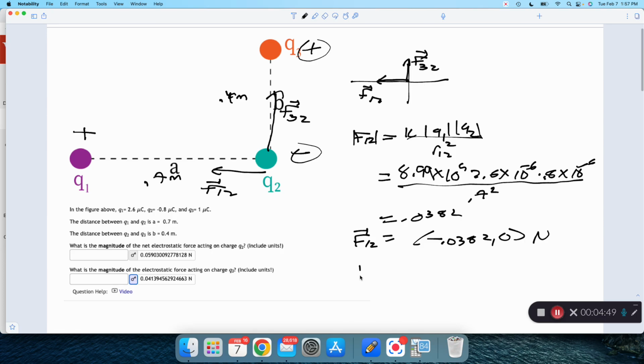Okay, now let's do in magnitude 3 on 2. That's going to be K, 8.99 times 10 to the 9th. Q2 and Q3. So I'll do it in the other order. Q3, 1 times 10 to the negative 6. That's Q3. Q2, still 0.8 times 10 to the negative 6th. Over their distance, 0.4 squared.